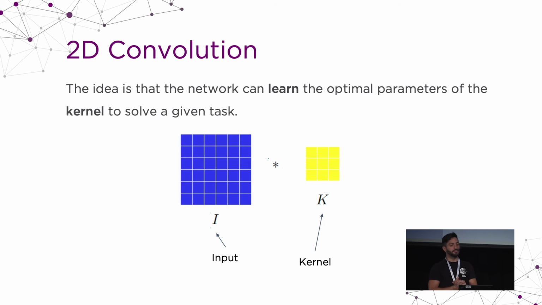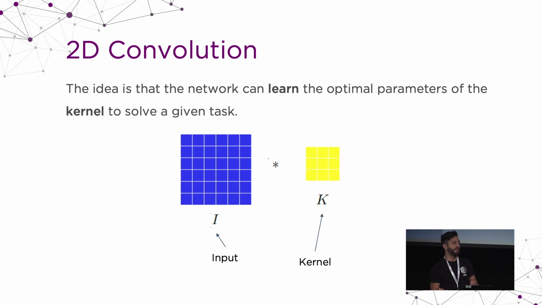So the idea behind this is that we want the network to learn the optimal parameters of this kernel in yellow. So say we want to solve a particular task. We're not going to have one kernel. We're going to have many, many, many kernels. And we're going to let the network figure out for itself the best parameters to put in there to solve the specific task that we're trying to solve.